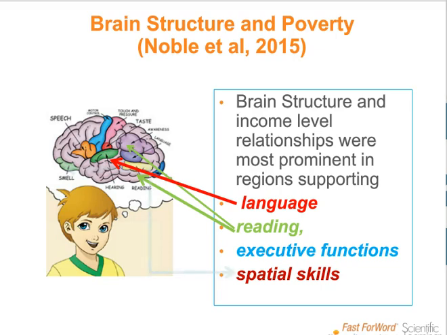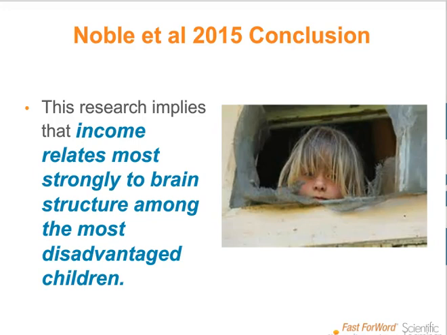Executive functions, which is your ability to have self-control, to listen on demand, to remember everything that's going on around you, those aren't as well developed. And visual spatial skills aren't as well developed. And so it's not that the brains aren't as smart. It's not that the children's brains aren't developing. They are developing, but they're not developing in the areas that are important for learning in school.